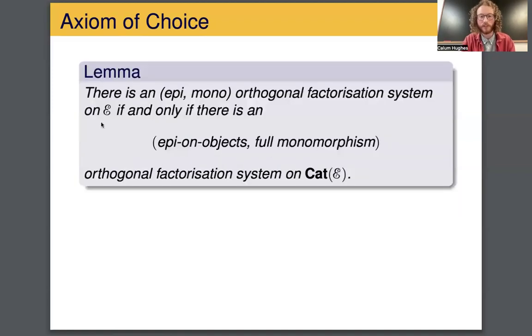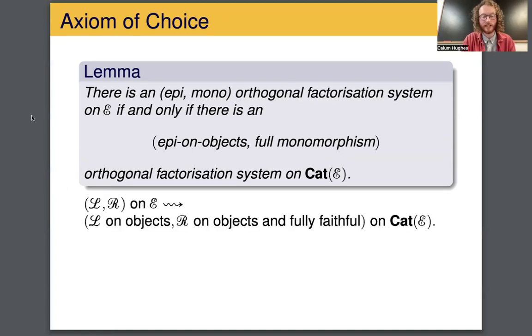Okay, so we do this using this lemma that there is an epi mono orthogonal factorization system on E if and only if there is an epi on objects full monomorphism orthogonal factorization system on cat E. An orthogonal factorization system is a pair of classes of maps such that if we have a commutative square between an epi and a mono, say, or a left map and a right map, there's a lifting between them, and any morphism can be factorized uniquely as a left map followed by a right map.